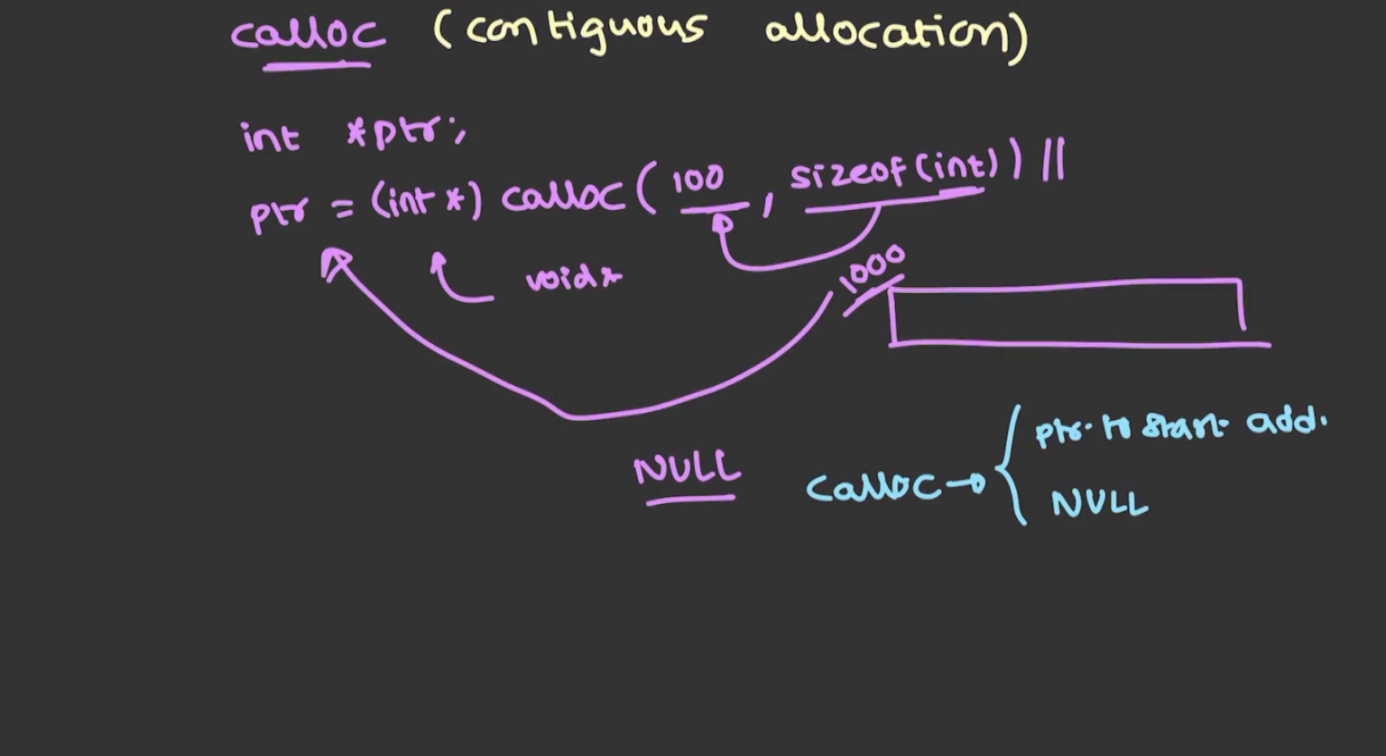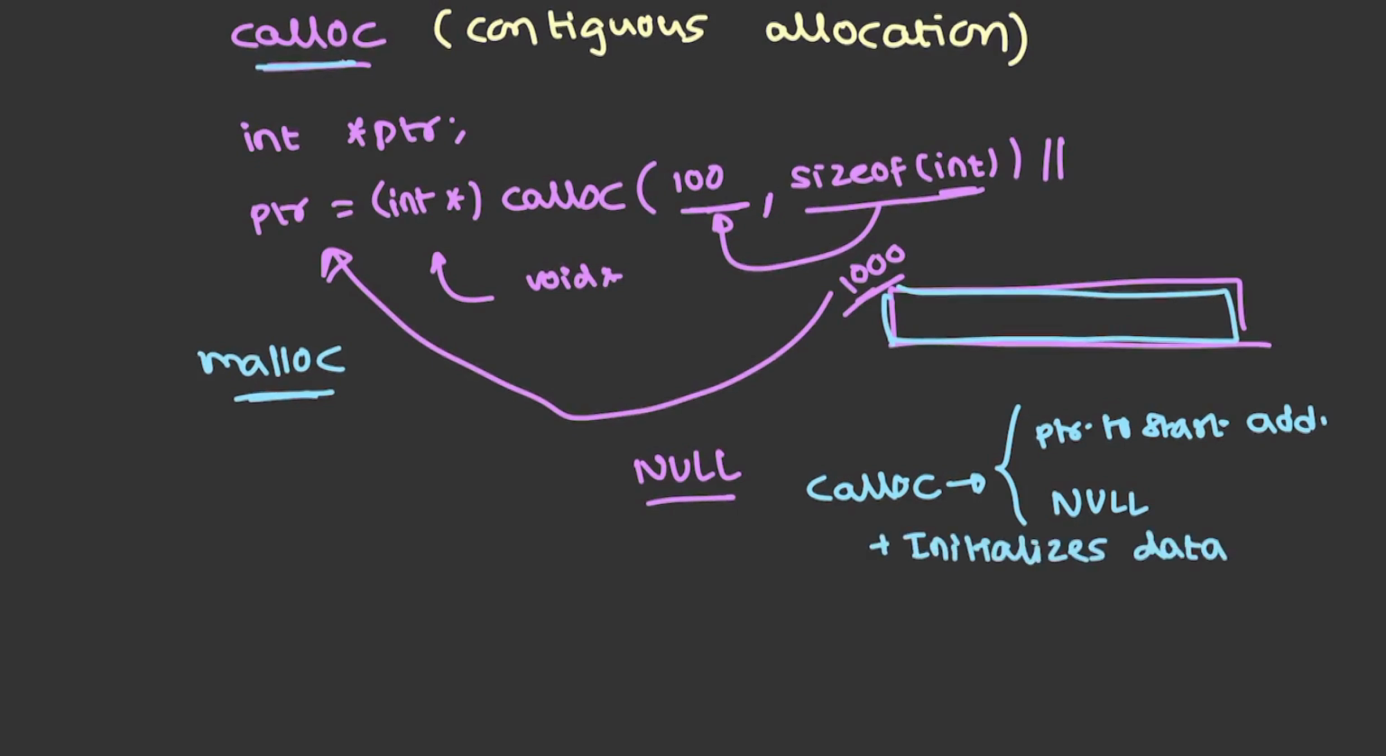If someone asks you what is the difference between calloc and malloc: malloc does not initialize data, but calloc allocates the memory and also initializes data. In the case of integers, it allocates the memory and replaces each and every location with 0. Or in the case of boolean, it allocates the memory and stores false.